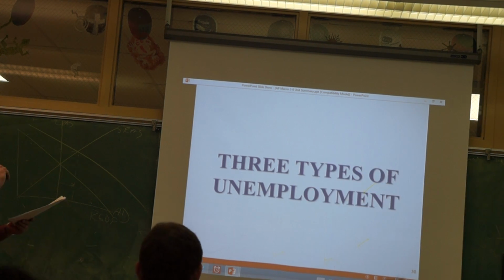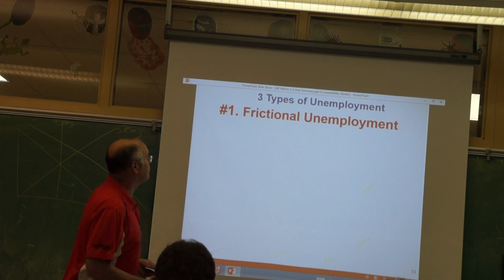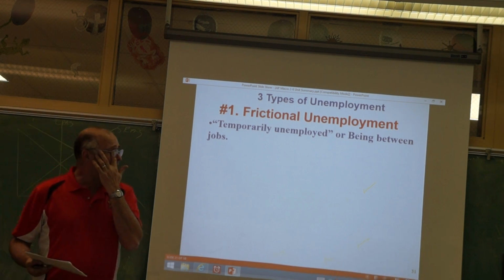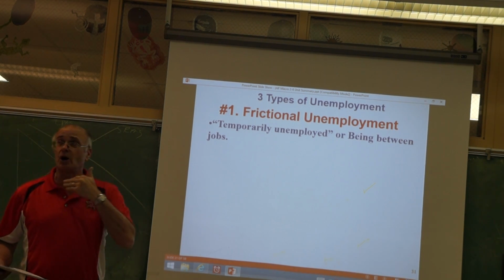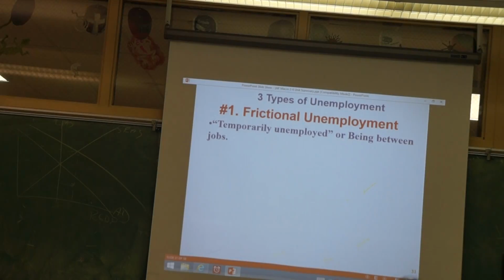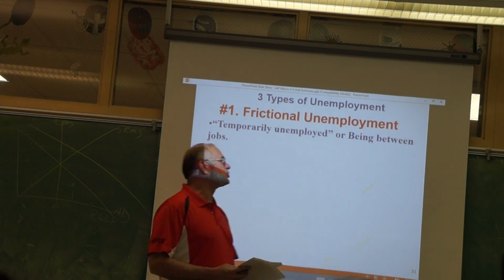All right, then you have your three types. The first one is going to be frictional unemployment. That's kind of temporary. You're between jobs. So if you graduate college and you're looking for a job, you're in frictional unemployment. You're kind of between jobs. If you're quitting one job looking for another, that's frictional unemployment.